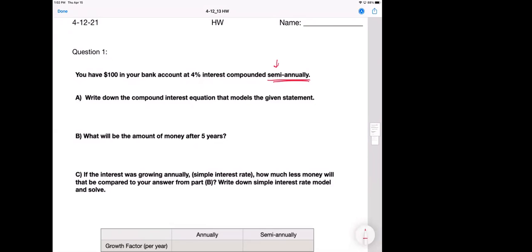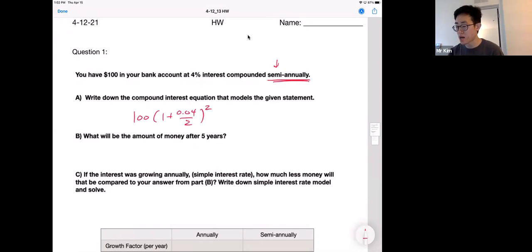Yeah, my equation was 100 parenthesis 1 plus 0.04 over 2, and then to the second power times t, because it didn't really specify the time. And then you use the time as 5 and just plug it in. So using my calculator, I'm using 1 plus 0.04 divided by 2 raised to the power of 10, because t is equal to 5.